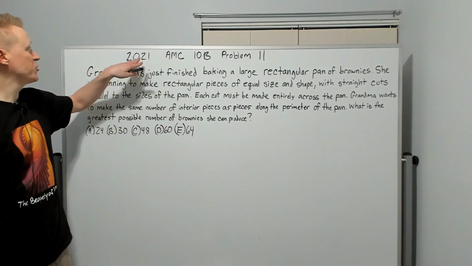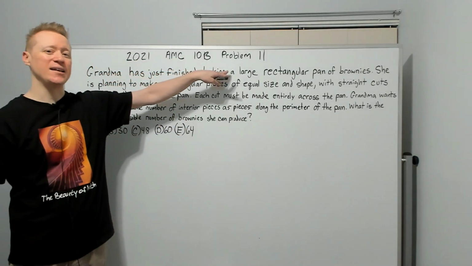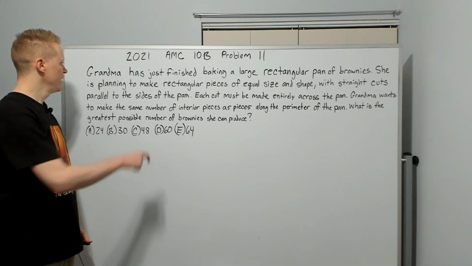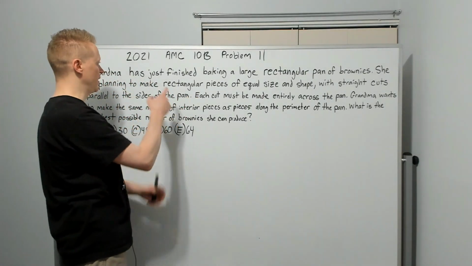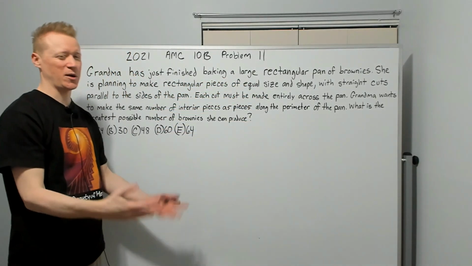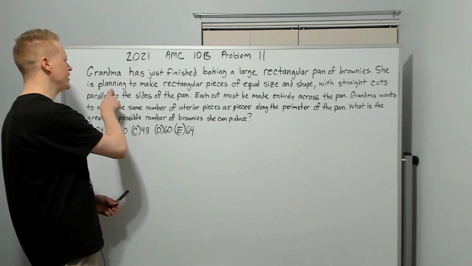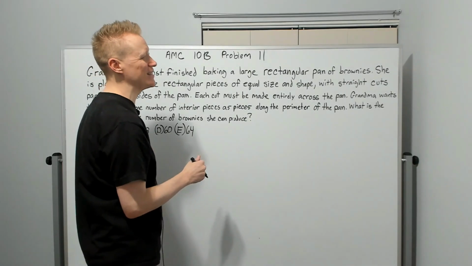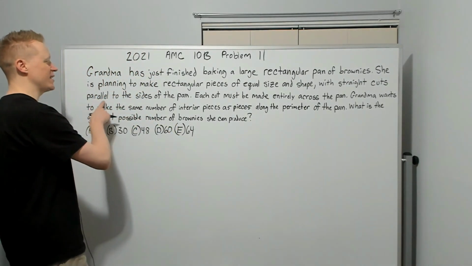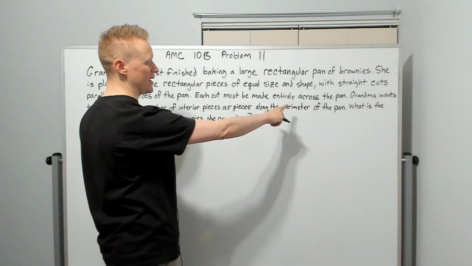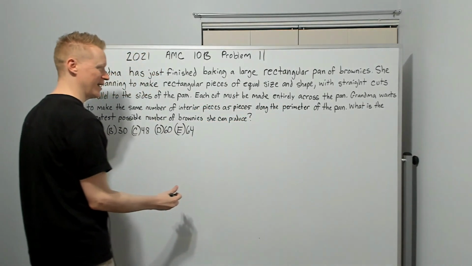Okay, so we're going to be doing the 2021 AMC 10B problem number 11, and it's time for some brownies. Grandma, we all love Grandma, has just finished baking a large rectangular pan of brownies. This is why we all love grandmas, really. She is planning to make rectangular pieces of equal size and shape with straight cuts parallel to the sides of the pan. Each cut must be made entirely across the pan.